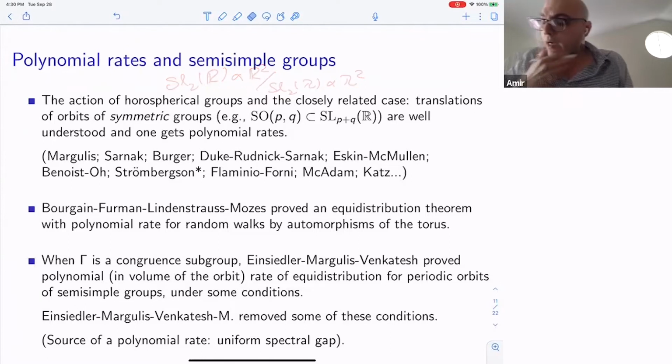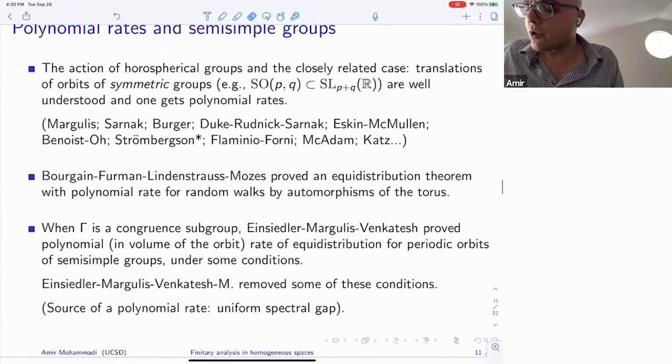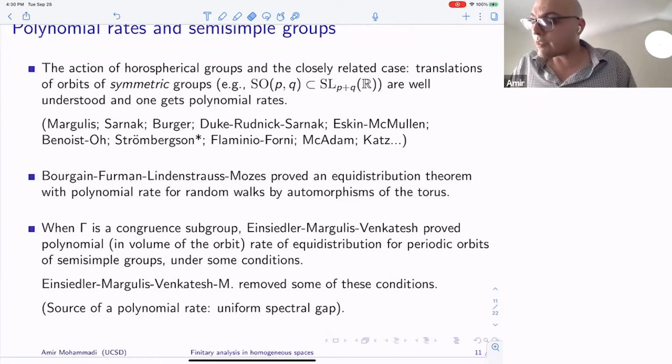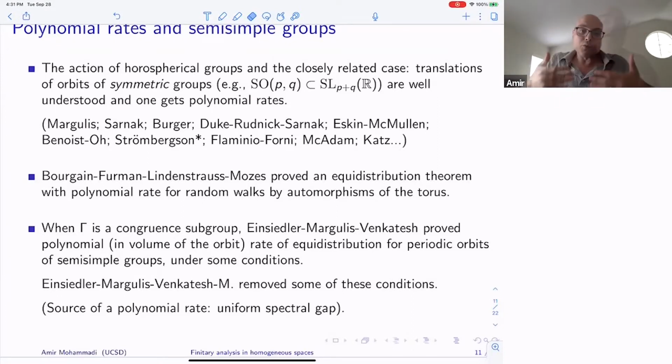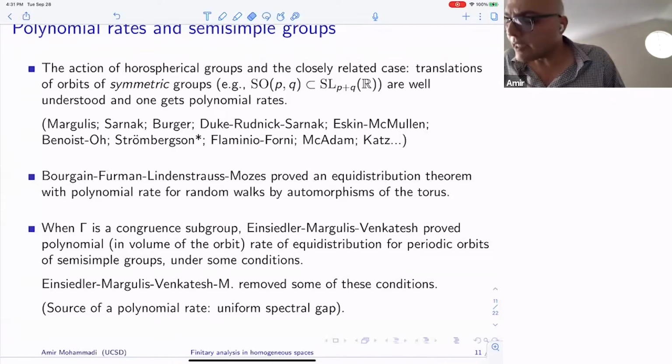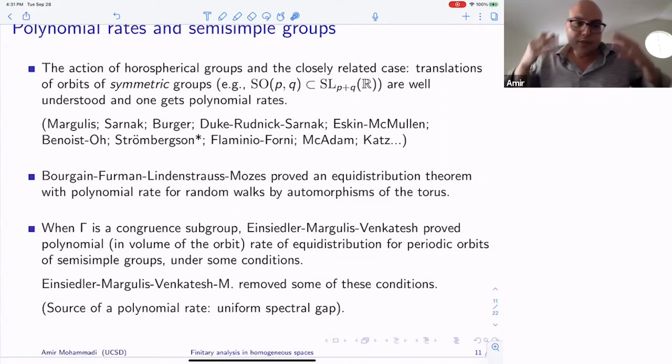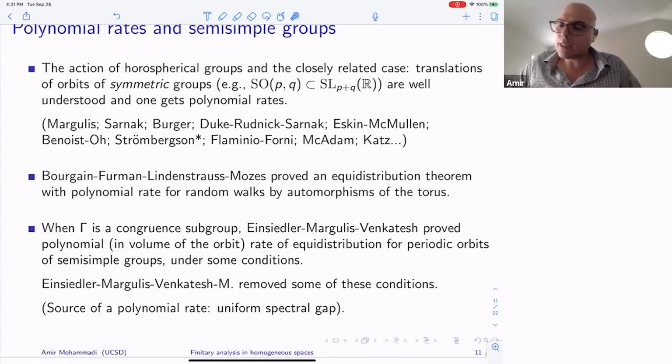He manages to prove effective versions for these groups. Now, another significant work is the work of Bourgain, Furman, Lindenstrauss, and Mozes, which I mentioned. This is about random walks on the torus. So you look at toral automorphisms, and you have a random walk by some big subgroup, in the sense that it's Zariski dense, with some extra conditions, and then they prove equidistribution with a rate for these actions. This is a work that I will return to in a couple of slides. The ideas here use additive combinatorics. It's quite a novel technique.